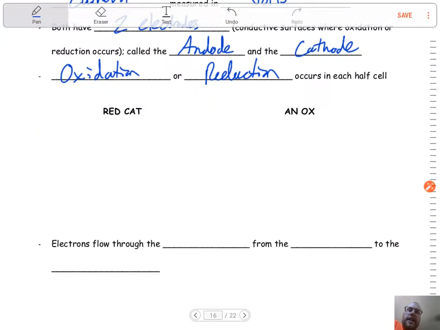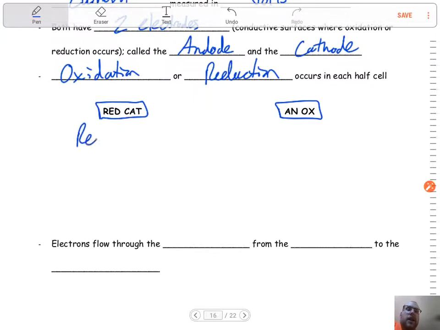Now, there's another saying, like our last saying, about what's happening with the electrons or the species involved in a redox reaction. We said Leo the lion says Ger. Leo: lose electrons, oxidize. Ger: gain electrons, reduce. Another saying here is Red Cat and An Ox. Those are the two big sayings. If you don't remember anything else, guys, make sure you know those two: Leo the lion says Ger, and Red Cat and An Ox.